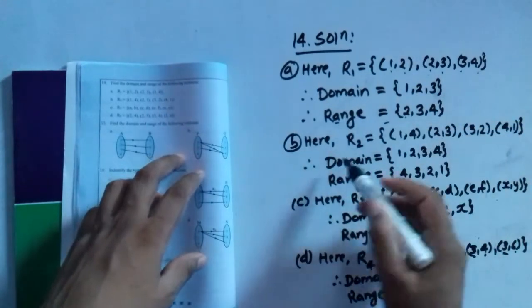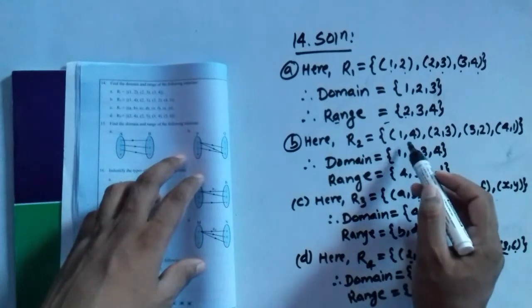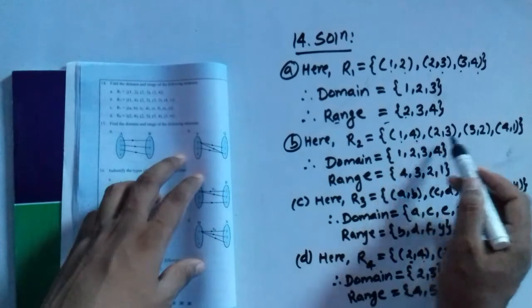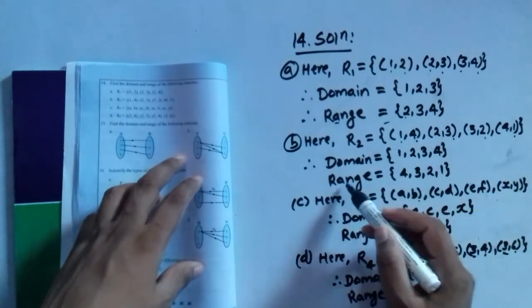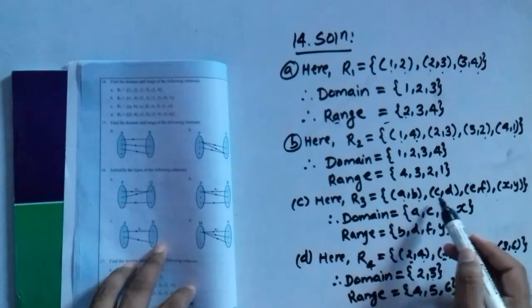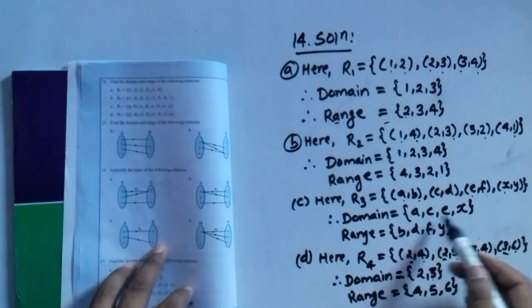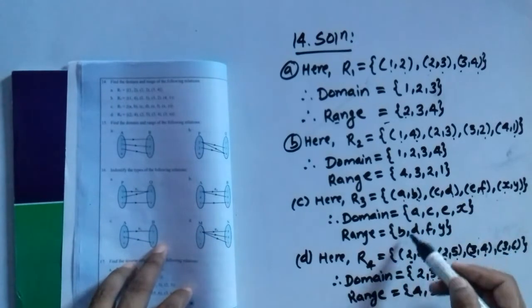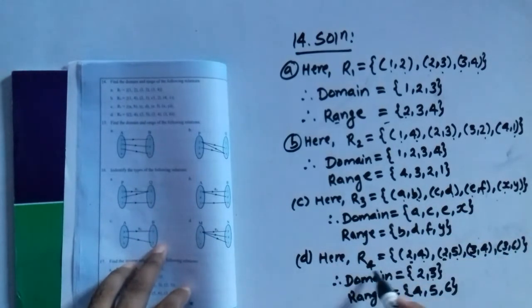makes range. Similarly here in R2, a set of 1, 2, 3, 4 makes domain, and 4, 3, 2, 1 makes range. And here in R3, a set of A, C, E, X make domain, and all the second elements make range. Here in R4, these two and these two we have to take only one time, as domain is a set, and in a set we take elements only one time.